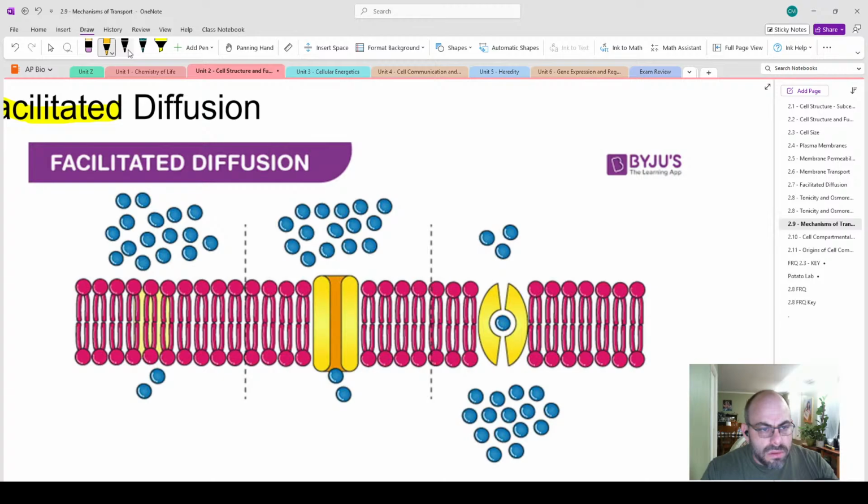Everything's just so, there, it's better. Protein channel here. And so they're going from high to low, right? They just have to use the channel. Why do they have to use the channel? Because they can't get across the membrane.